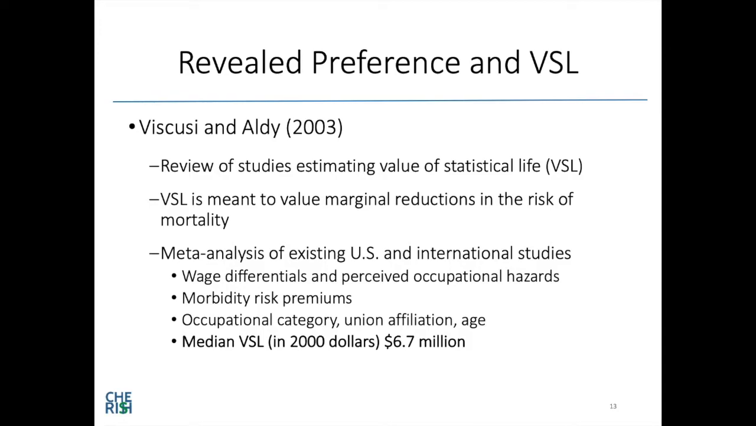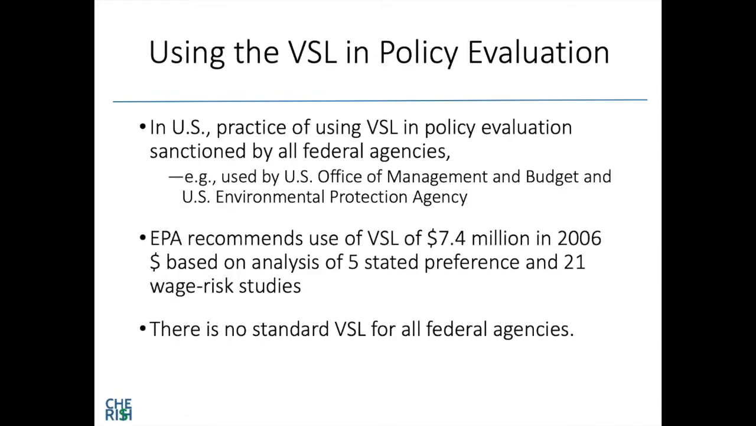This is most useful for valuing marginal reductions in the risk of death attributable to a program, policy, or intervention as economic benefits. In the US, the practice of using VSL in policy evaluation is sanctioned by all federal agencies. As an example, the EPA recommends the use of a VSL of $7.4 million in 2006 dollars, which is similar to the result from Viscusi and Aldy, but there is no standard VSL for all federal agencies.